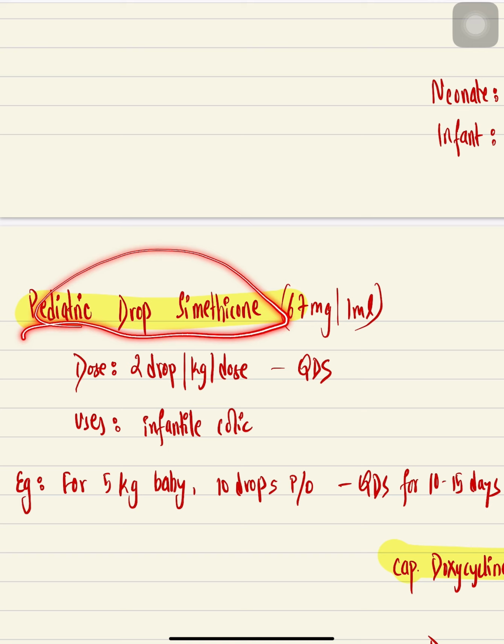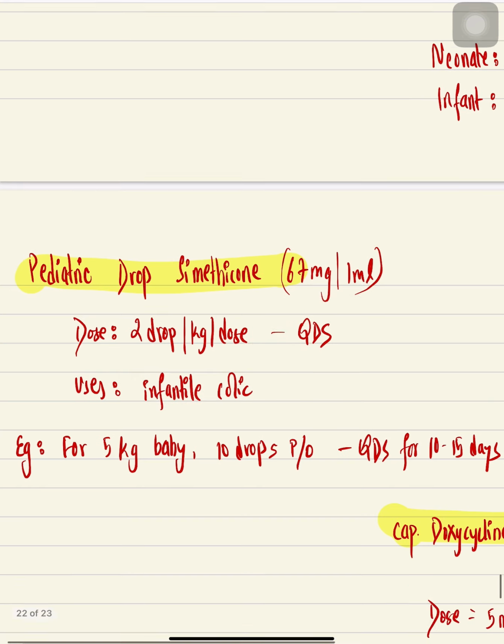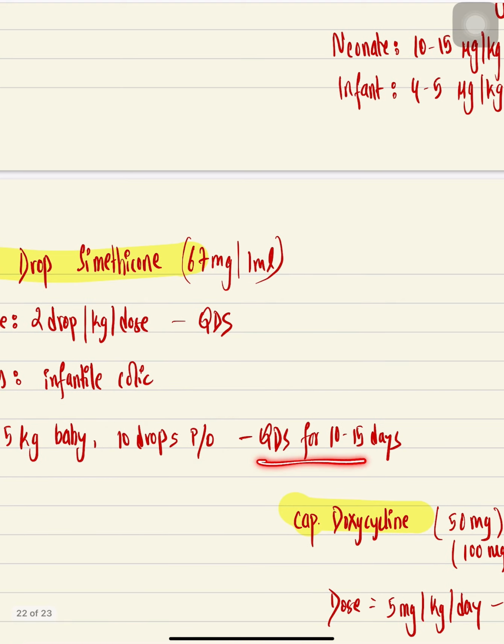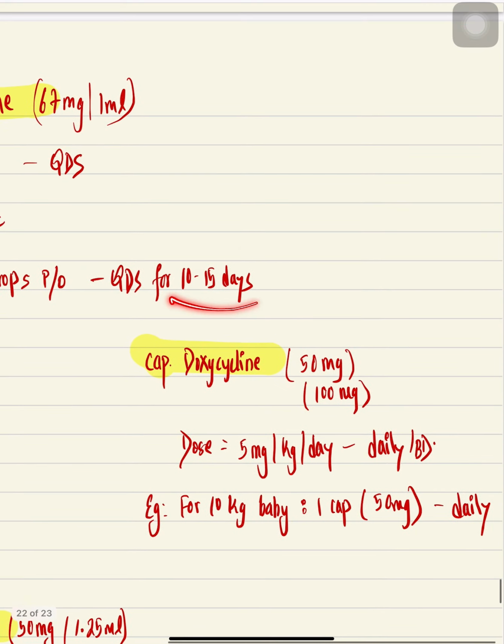Pediatric drop simethicone 67 mg over 1 ml. The dose is 2 drops per kg per dose, QDS. It can be used in case of infantile colic. If the baby is 5 kg, 10 drops orally QDS for 10 to 15 days.